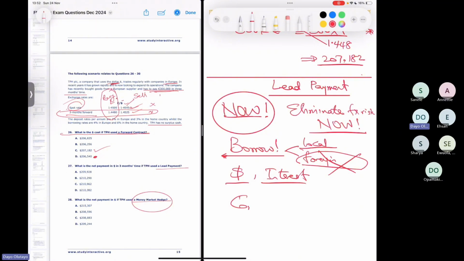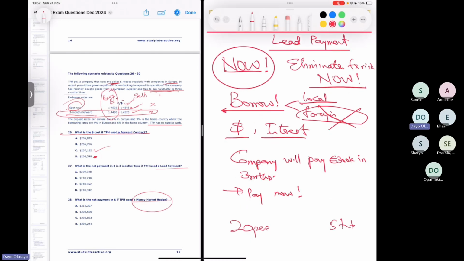And what does it mean? The company will pay 300K euro in the future, in 3 months. But you want to use lead payment. It means that you want to pay it now. That's what you're saying. And to pay now is not anything different from forward. The only difference is that instead of using the 3 month forward, we're going to be using the spot rate. And in that case, the same thought process, the company will have to buy euro, because they want to pay it now.